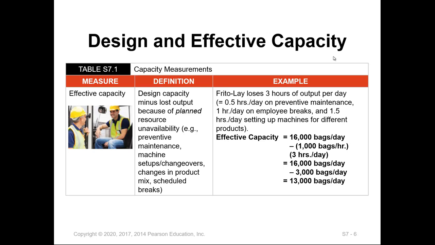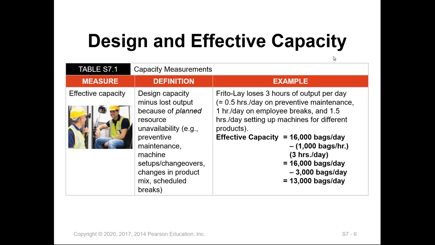Frito-Lay loses 3 hours of output per day. We have half an hour for preventive maintenance. We have 1 hour a day for employee breaks, and we have 1.5 hours for setting up machines and changing configuration for the different products that we have in the factory.